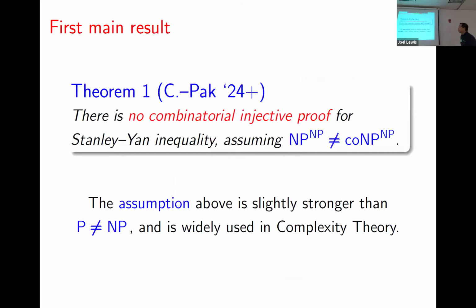Happy? Okay. Now, without further delay, here is our first argument against our contrarian devil's advocate, which is that no matter how hard we try, not only is there no known combinatorial or injective proof for the standard inequality, we claim that it's absolutely impossible to find one, unless NP to the power NP relative to NP is equal to coNP relative to NP.